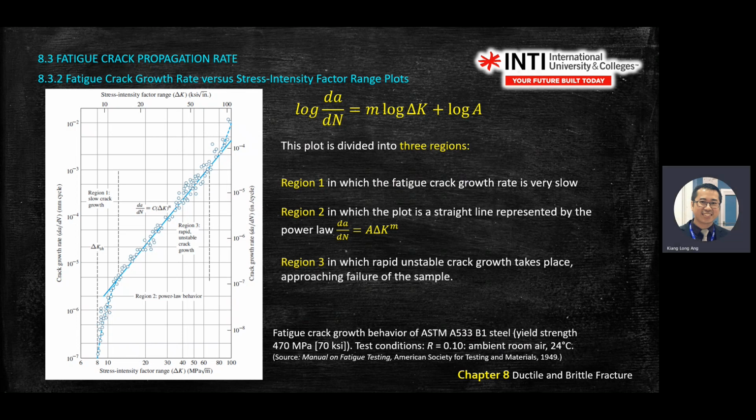Then region 2, you have a straight line. You have y equal to mx plus c. You use Excel, and then you create a straight line. It will give you a straight line. Then the third one is a rapid unstable crack. The rapid unstable crack means on the surface you see something like grass or tree roots.